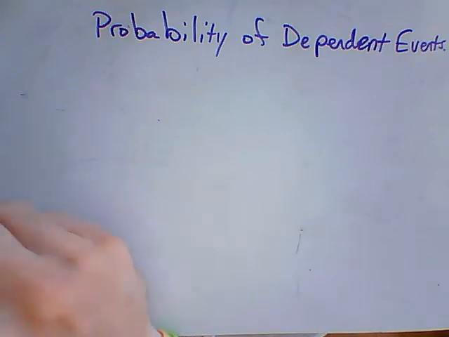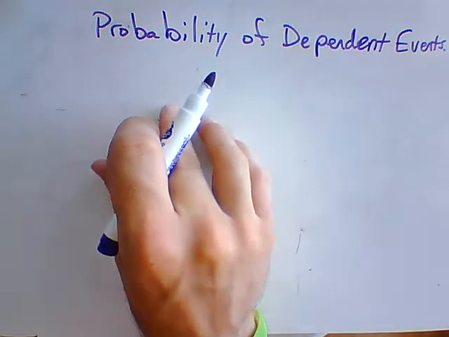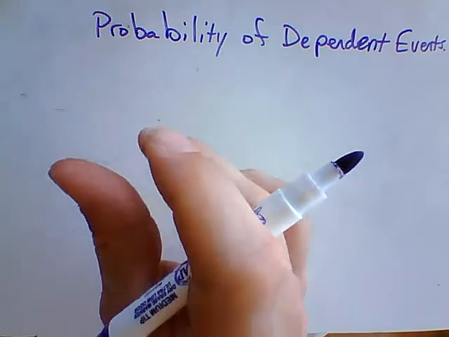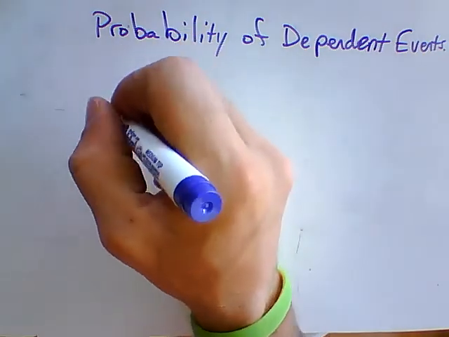Hello again. So now we're going to look at the probability of dependent events. This is typically when things are done one after another. We're going to be able to tweak it a little bit when things are done at the exact same time.